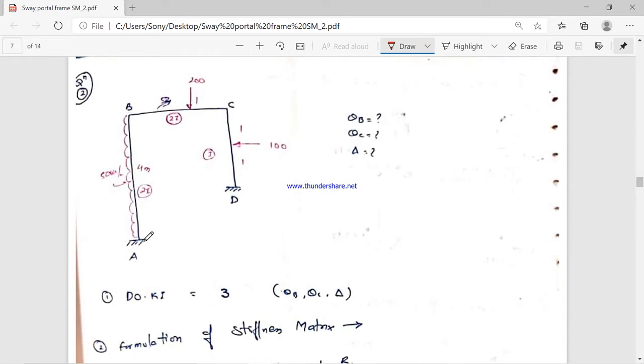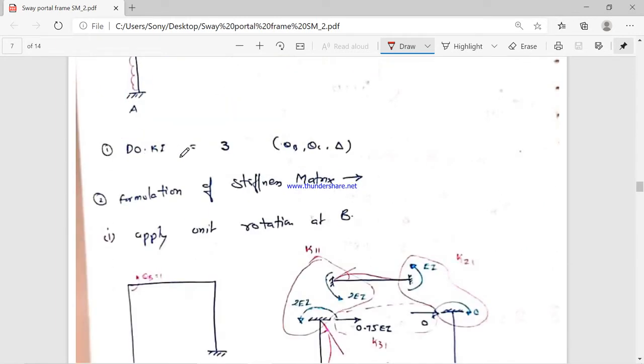In this case, we have to calculate theta B as unknown, theta C as unknown, and delta. As supports A and D are fixed supports, there will be no moment formed at supports A and D. Only we have to calculate theta B and theta C. Along with that, because of the horizontal loading, there will be a delta. Okay, now the degree of indeterminacy will be 3. That is, we have to calculate the unknowns theta B, theta C and delta.